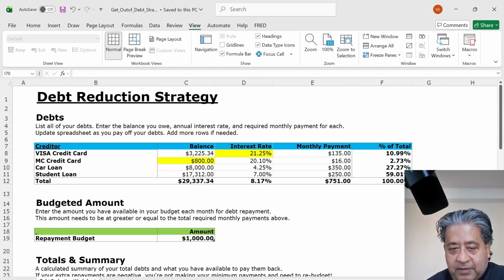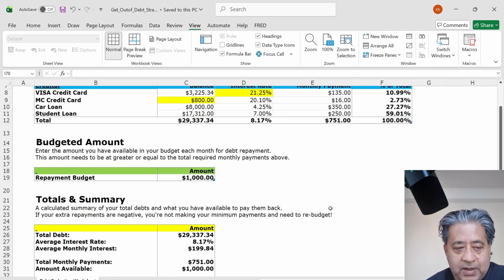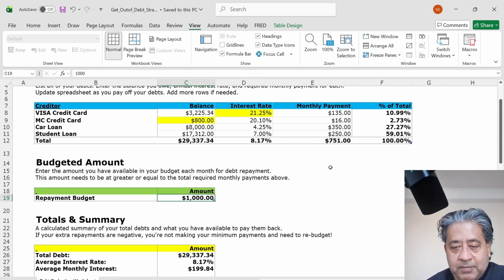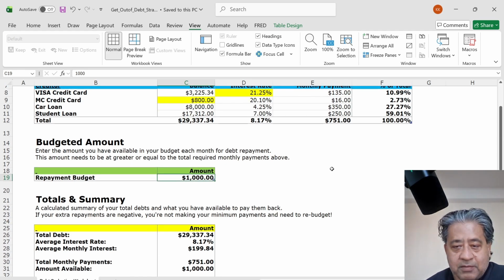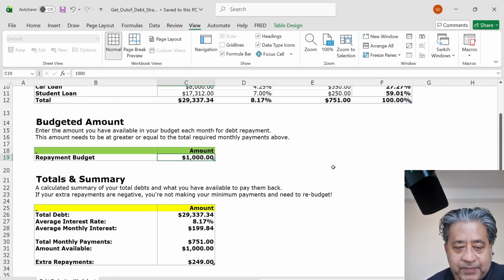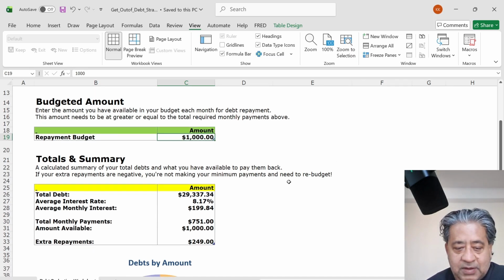Your total amount of debts. Now, if you scroll down, say you have a budget of $1,000 to pay off your minimum payments. So the question is, what should be your strategy? So let's summarize this, all the debts.